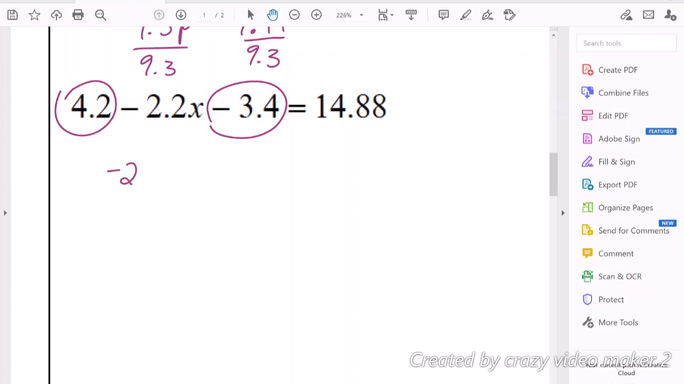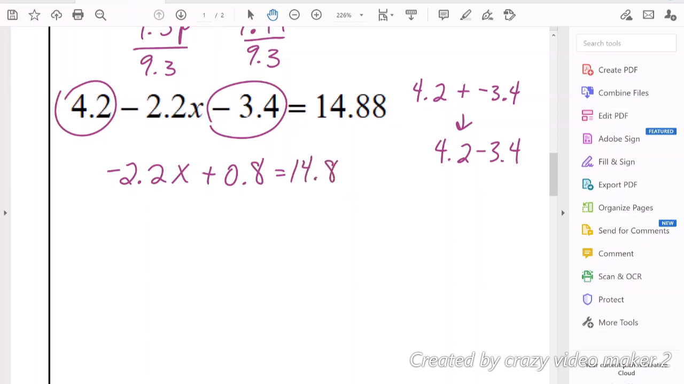So I have negative 2.2x. And now what I'm going to do is take 4.2 and subtract 3.4 from it. You're technically adding, like this is what you're doing. You're doing 4.2 plus negative 3.4. But remember, that's just really 4.2 minus 3.4. Okay. So 4.2 minus 3.4 is 0.8. So plus 0.8, that's equal to 14.88.